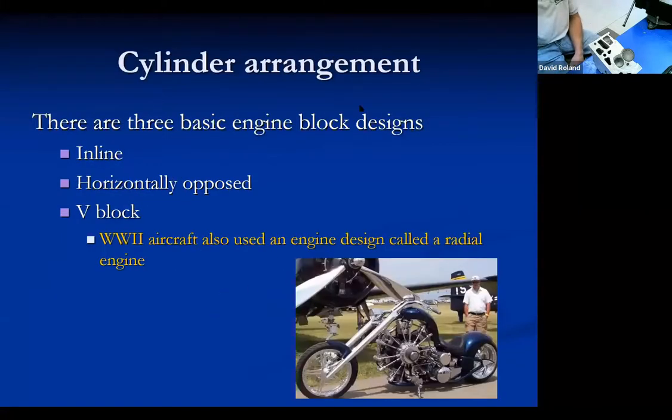Okay, there are three basic engine block designs: inline engine, a horizontally opposed engine, or a V engine. V8s, V6s, V4s. World War II aircraft used a design called a radial engine. And here's a picture of a motorcycle. I don't think I would want to ride it very far, but this is an aircraft engine. It's a radial design, and the cylinders, these are the cylinders here, are radially placed all the way around a common crankshaft in the middle.